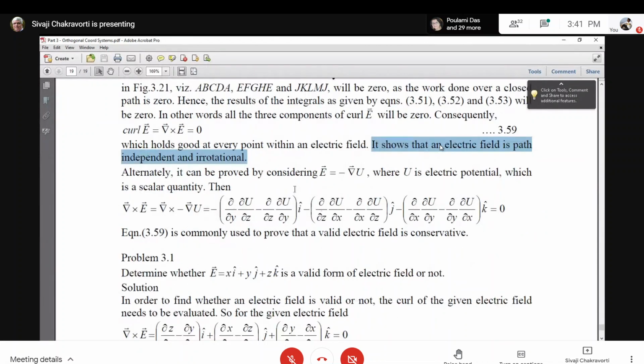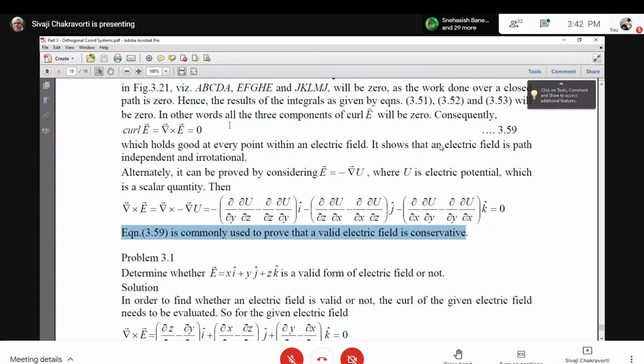There is a lot of mathematical proof that E is written as minus del U. So del cross E is del cross minus del U. So you put the expression of del, you can always prove that it is 0. So equation 3.59, that means del cross E is 0. This is always used to prove that a valid electric field is conservative in nature. This is typical terminology we use.